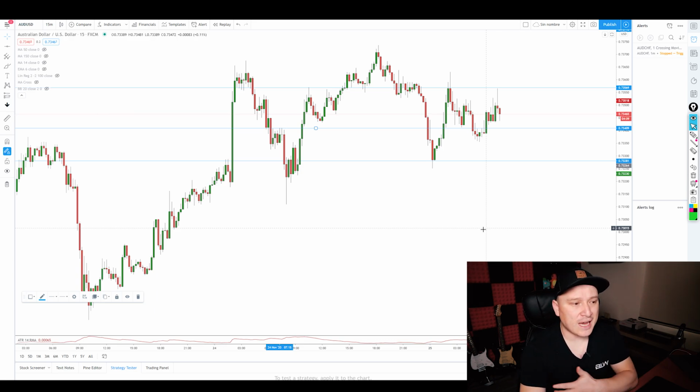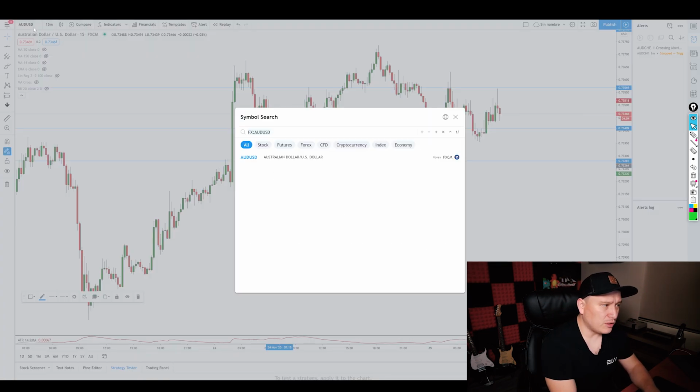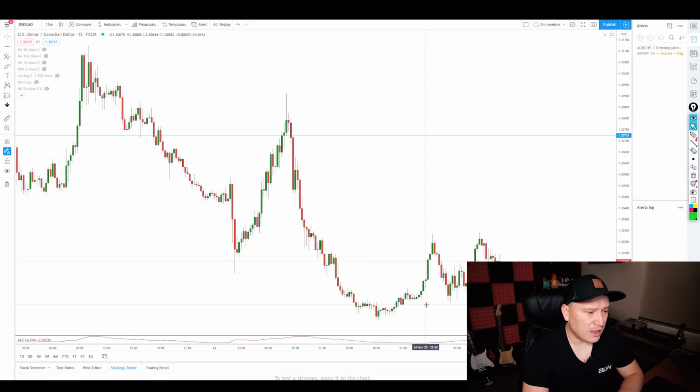If you see that the pair has so many lines that are not being respected, then you should definitely just go ahead and stay away from that pair.